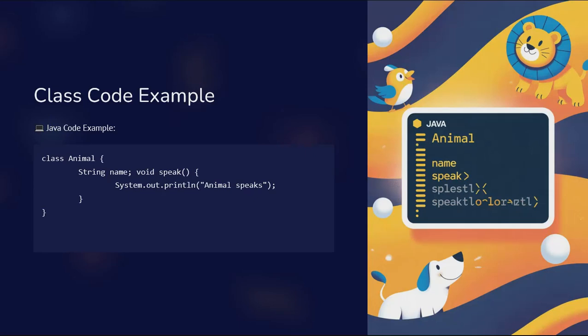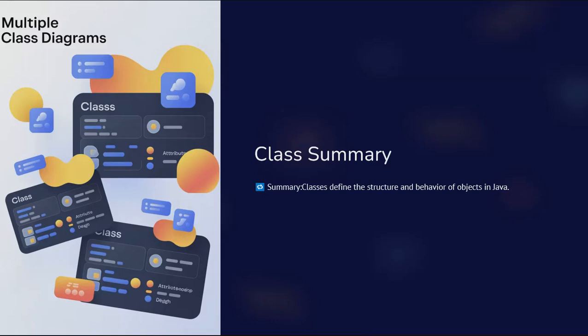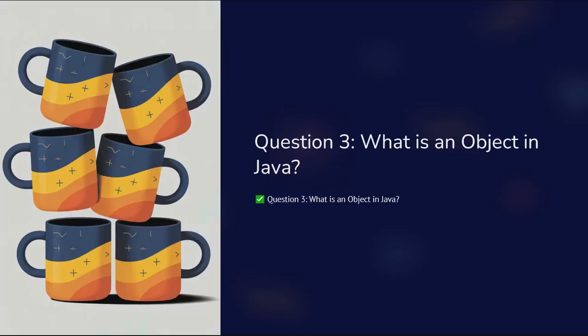Simple code example: here Animal is a class, String name is a variable and void speak is a method that will simply print that the animal speaks. So in the Animal class there is one variable and one method. Summary: classes define the structure and behavior of objects in Java.